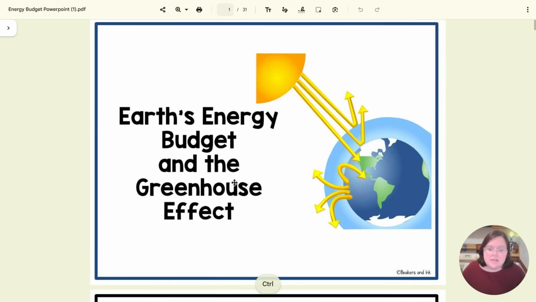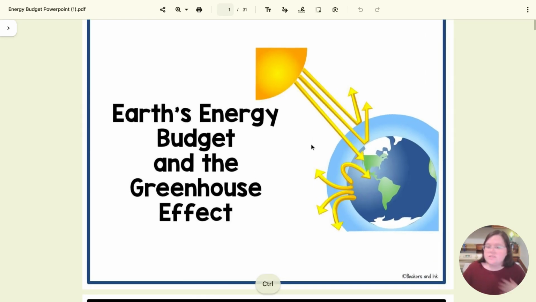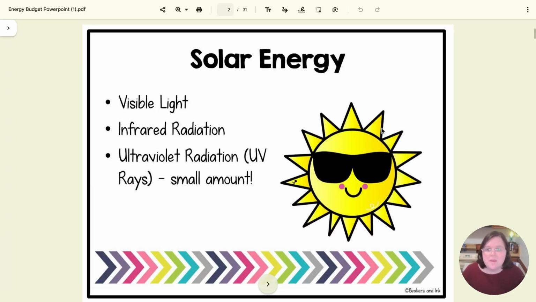Earth's energy budget and the greenhouse effect, and it shows some sunlight getting all the way down, some reflecting up, some going around. Okay, this is what we're talking about. So we already know from our electromagnetic notes that solar energy includes the visible light we can see, the infrared that we can't, and the ultraviolet that we can't. Just a little ultraviolet gets through.